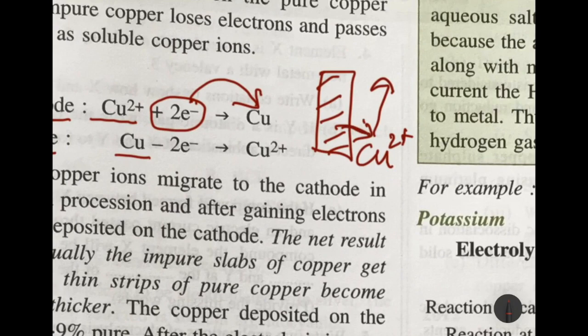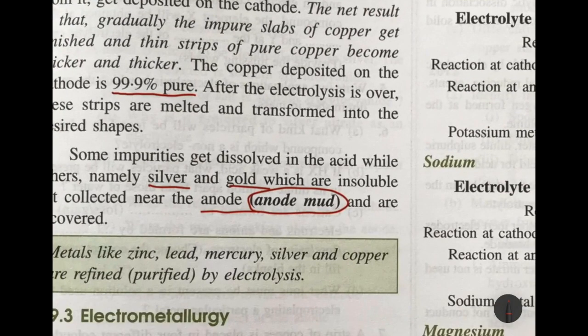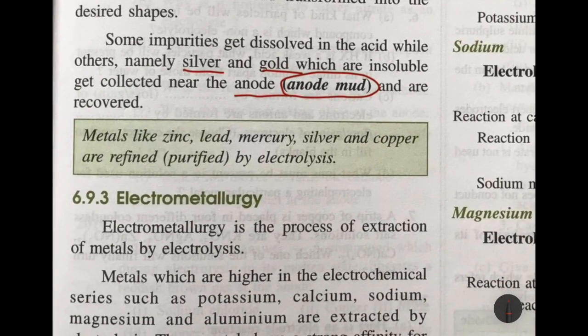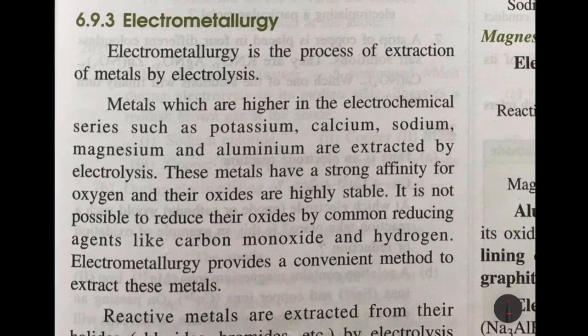So when all the copper gets dissolved in the electrolyte, what remains behind gets collected as the anode mud, and of course the impurities are also collected, okay. So metals like zinc, lead, mercury, silver and copper are refined by electrolysis. Please remember these names of the metals, okay.